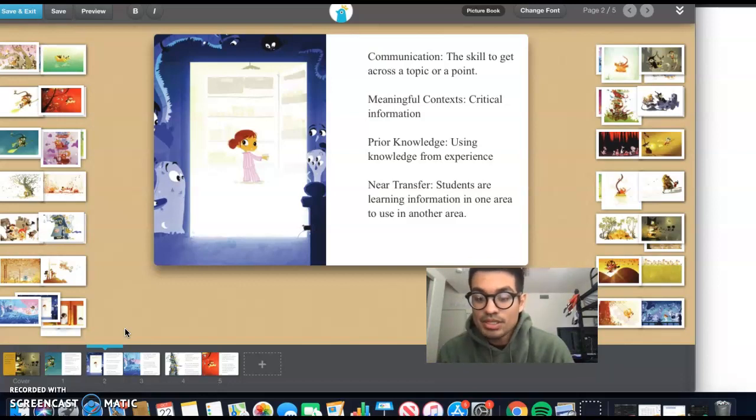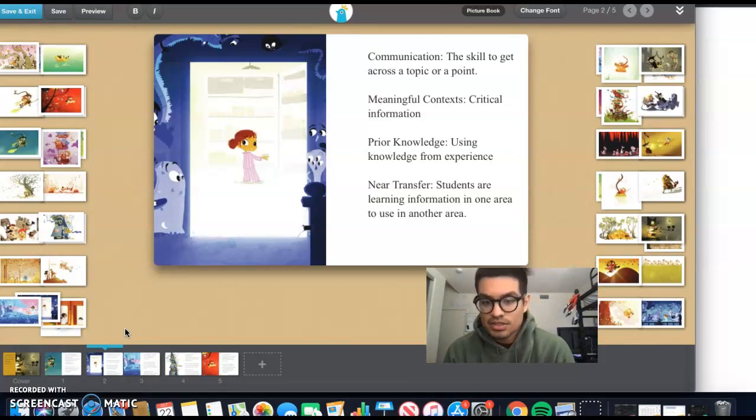This information will be very, very important. It basically gets to the meat and potatoes of what is being done, as well as the meat and potatoes of what is being taught. Prior knowledge is using your knowledge from experience, using your knowledge from what you've studied in the past, maybe from what you've learned in the past, and applying it to what you're learning now.